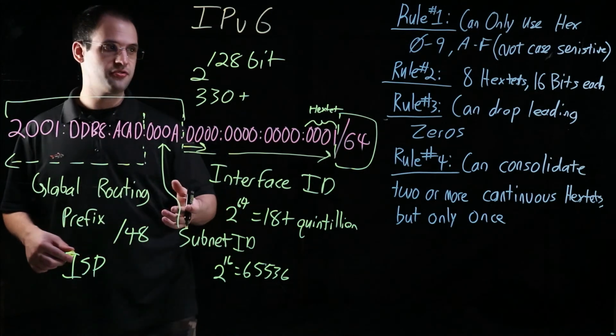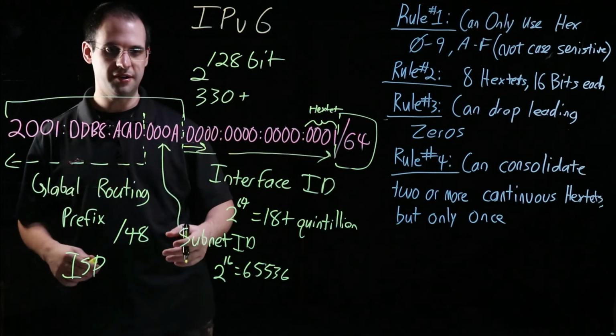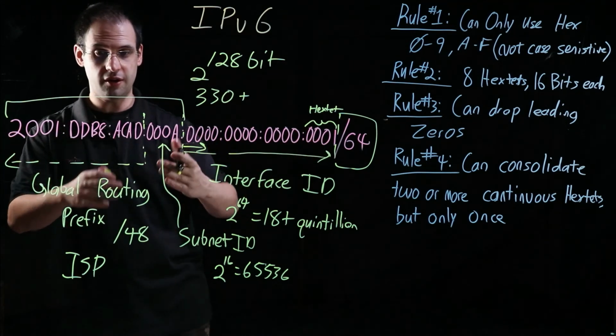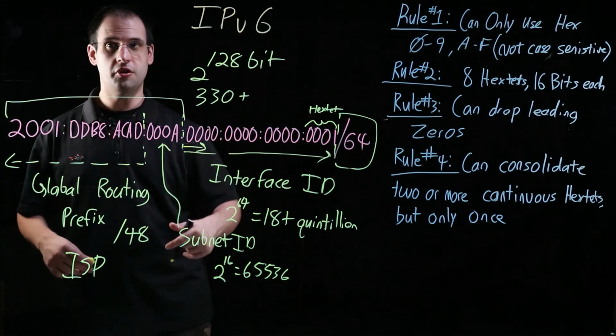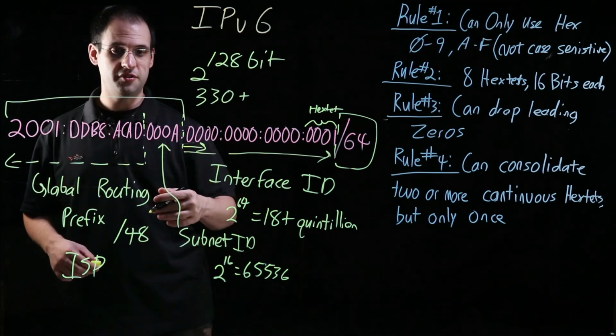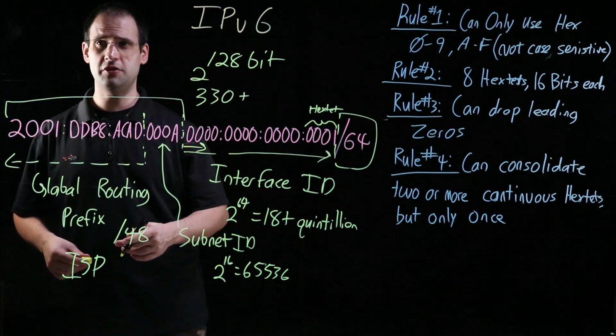Okay, so in the next video, we're going to talk about how you can trim this address down, because this is quite large. We have Rule 3 and Rule 4, which we're going to go over in a little more depth. So I'll see you guys in the next video when we take this and crunch it down and make it a little easier to work with.